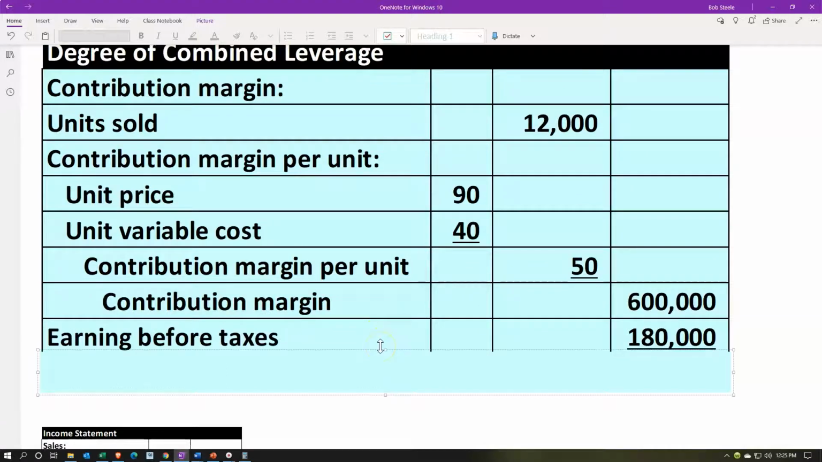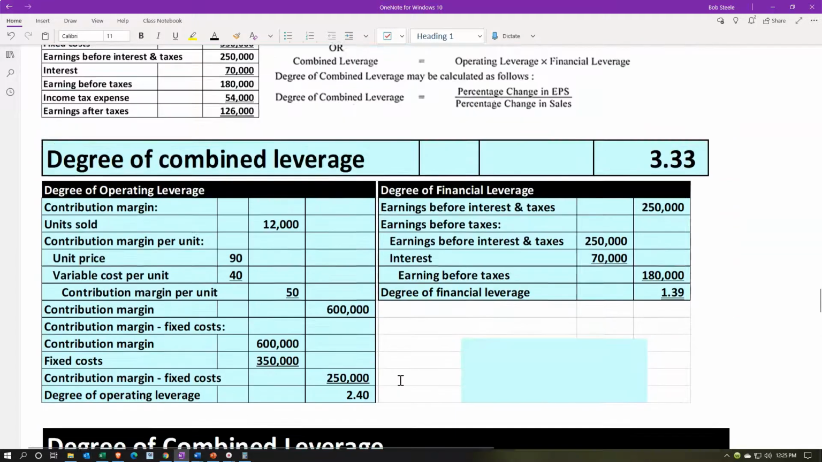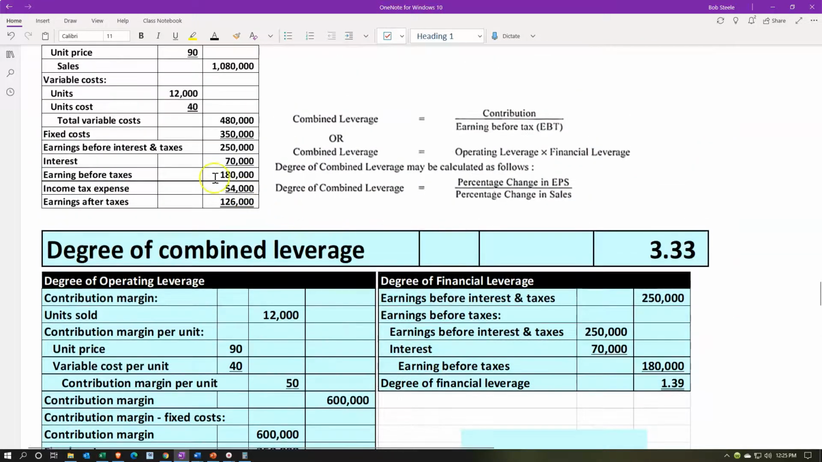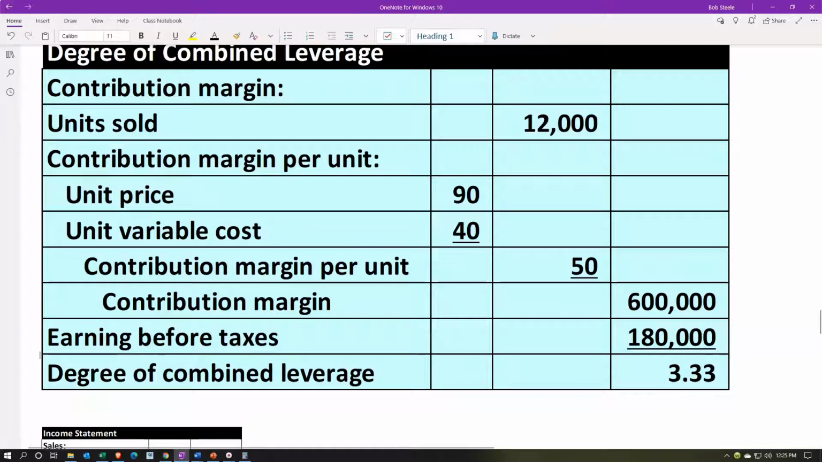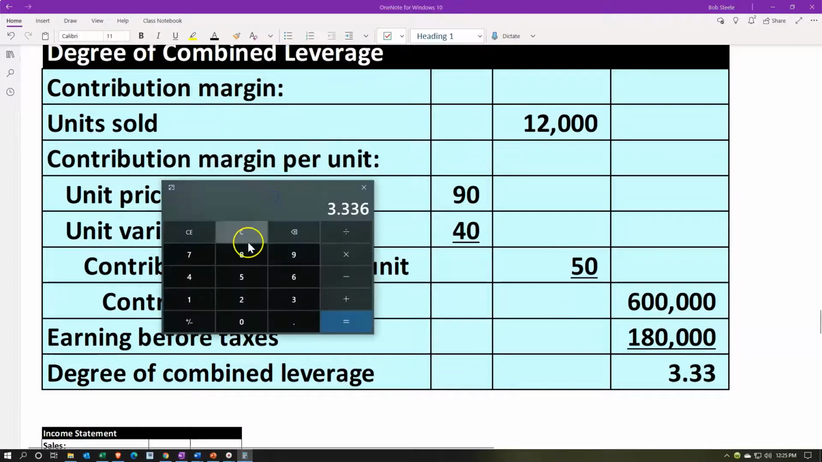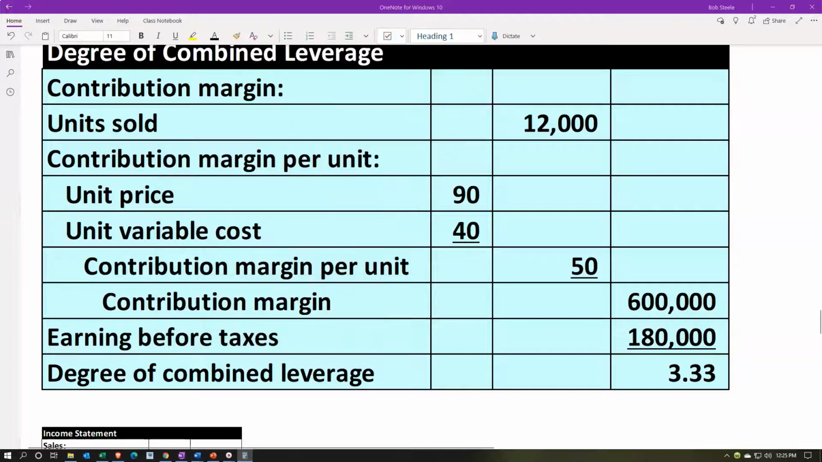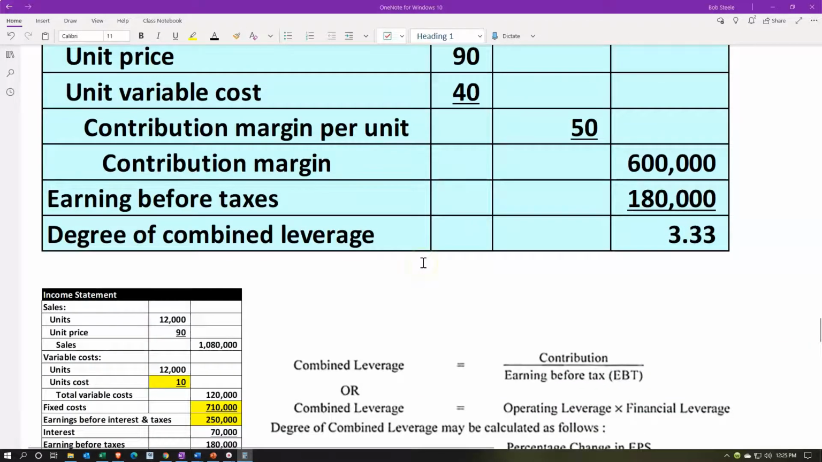And then in the denominator, we have the earnings before taxes. The earnings before taxes being this 180,000 here. So we got the contribution margin divided by the earnings before taxes. And that's going to give us our 3.33 once again if we were to divide that out. The 600,000 divided by the 180,000. Notice again, it's 3.333 on and on because there is rounding that will be a factor with these items.